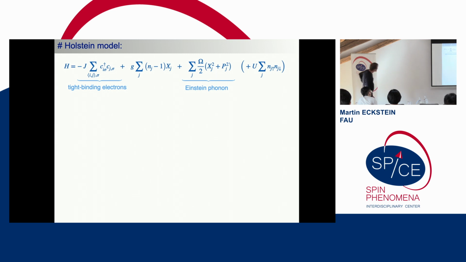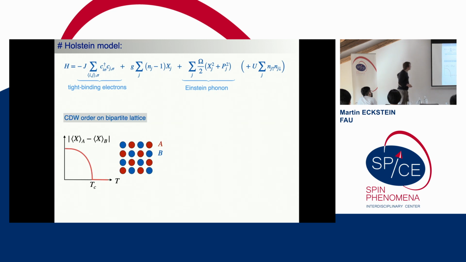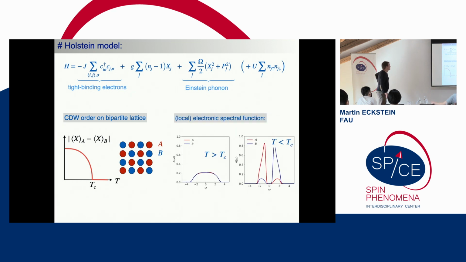And this simple microscopic model is a Holstein model, where I have tight-binding electrons that couple at each site to a local oscillator, like an Einstein phonon. If you study this on a bipartite lattice, it wants to undergo symmetry-breaking checkerboard ordering of the phonon displacement and therefore also of the charge. This is a nice second-order phase transition, and it also goes along with the opening of a gap.